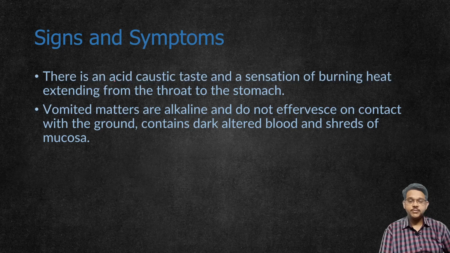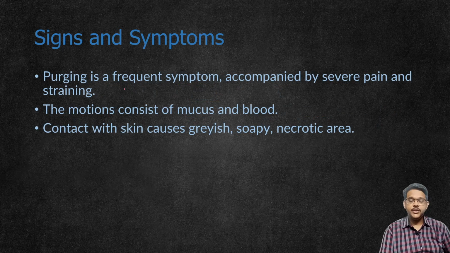Coming to signs and symptoms, there is an acrid caustic taste and sensation around the mouth, and burning heat extending from the throat to the stomach when a person consumes alkali. Vomitus is alkaline and does not effervesce on the ground, compared to acid corrosives, which do effervesce. The vomitus mainly consists of dark altered blood and shreds of mucosa. There is purging accompanied by severe pain and straining. The motion consists mainly of mucus and blood.